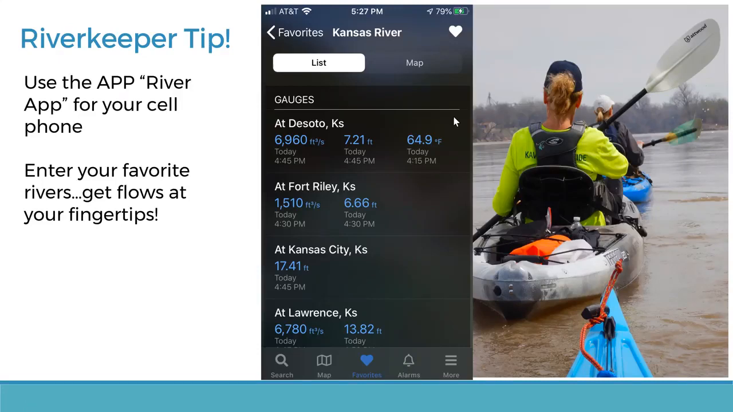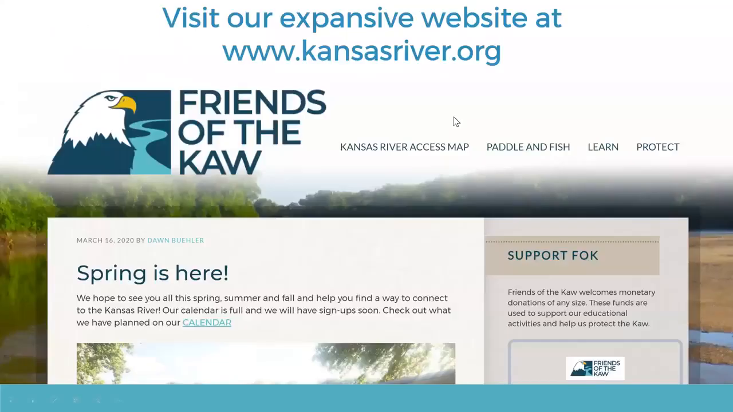This is our website for Friends of the Kaw, kansasriver.org. Highly suggest that you go and check this out. There's a section here called Kansas River Access Map. This is a map of all of the boat ramps along the Kansas River. There are also links for you to find those websites that we just showed you. So go and check it out. Let us know what you think.